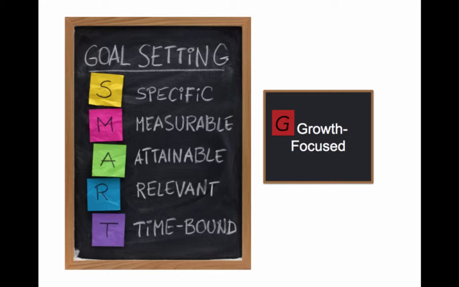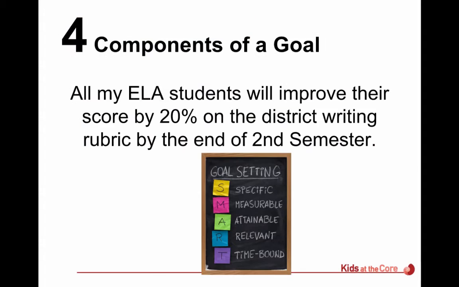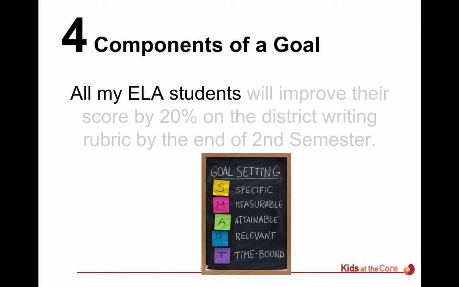And so with the growth goal, what we're going to do is make sure we're focusing on students throughout the entire spectrum. So when we write a goal, it's going to look something like this. All of my ELA students will improve their score by 20% on the district writing rubric by the end of the second semester. Now, interestingly enough, the first portion is the who.